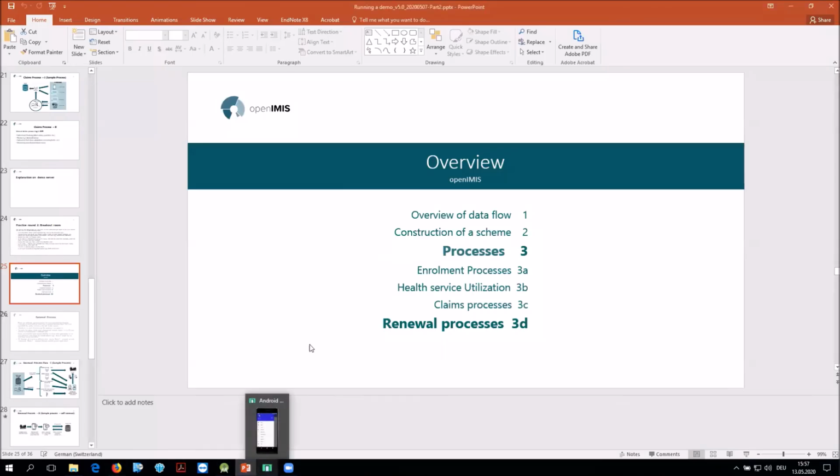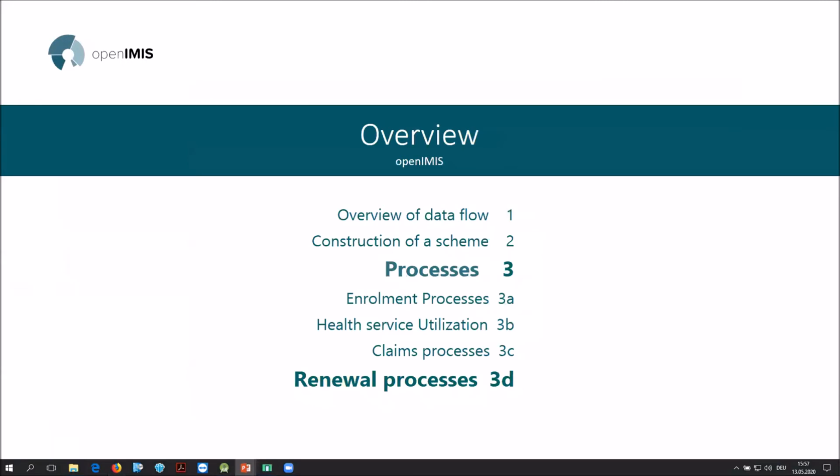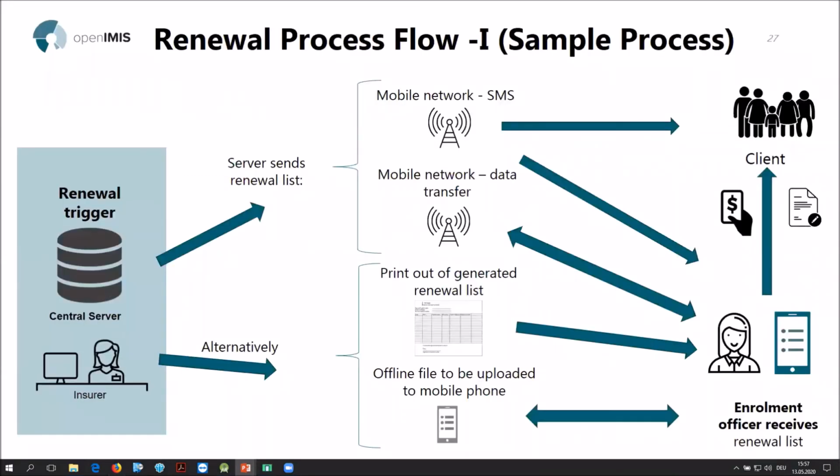But I'll quickly just go to the renewal process here. So again, there are many different ways in which renewals are happening in different openIMIS implementations. There are the more offline processes, which are also being supported by openIMIS, which means you can print out physical lists of people who have a renewal upcoming, whose policies are expiring, and these can then physically be given to an enrollment officer who then on the phone can renew these people.